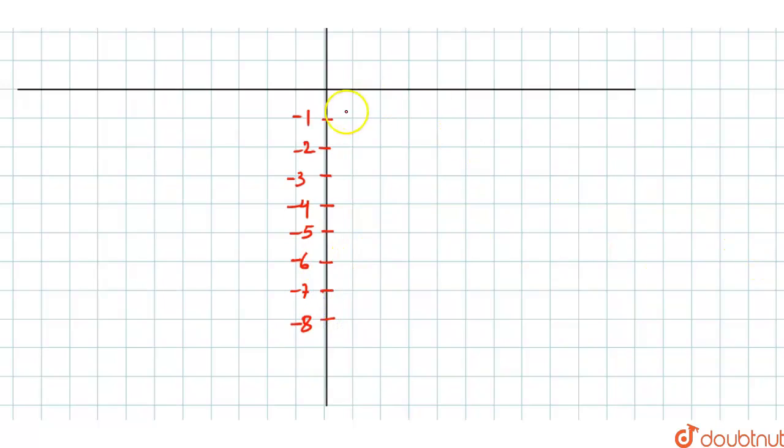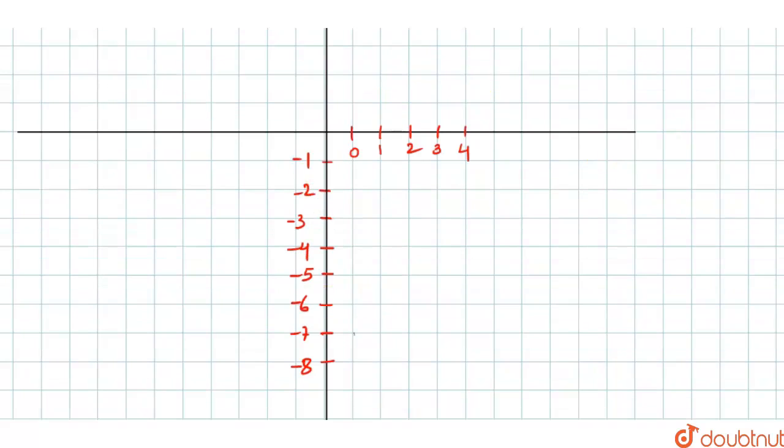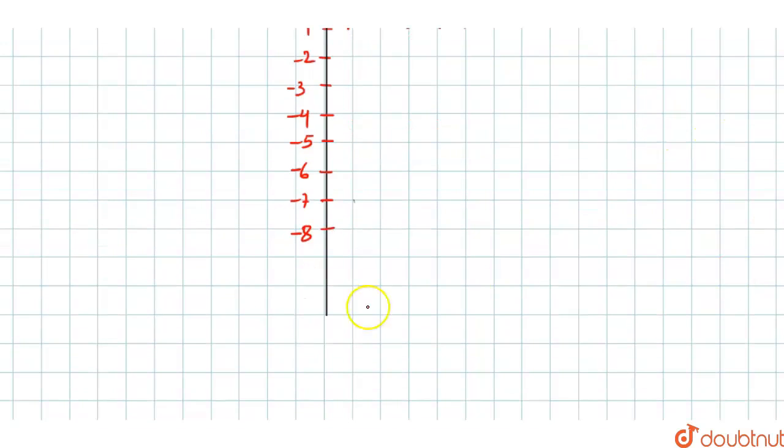And x, let us make the x-axis also 0, 1, 2, 3. This is not 0, 1, 2, 3, 4. This will be 1, 2, 3, 4 and 5, because this is the 0th point, origin, right? And this is your x-axis and this is minus of y-axis.